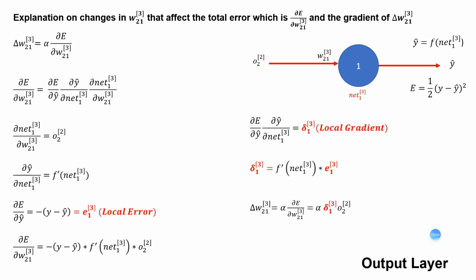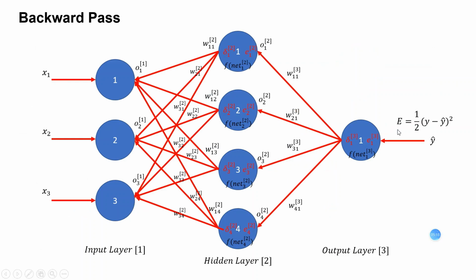This gives the gradient used to update W21 of the output layer. We can see from the graph that it goes through the output layer to node 1, node 2, node 3, and node 4 of the hidden layer. I also give samples of each output and weight. I forgot to mention that the hidden layer has two functions: first the input function, and another one is the activation function. We need to know about this.